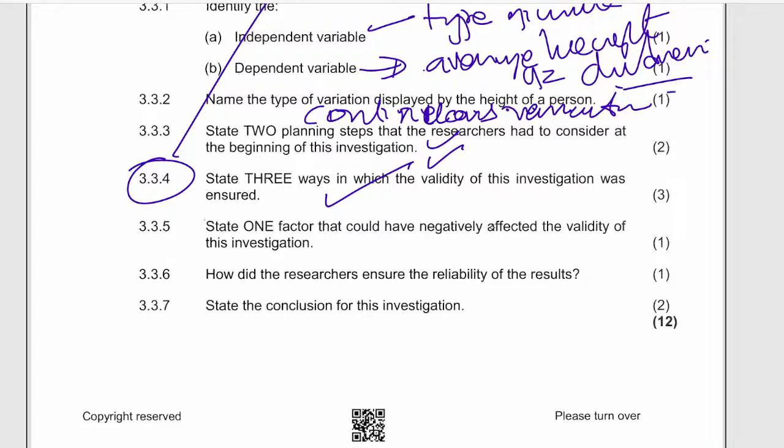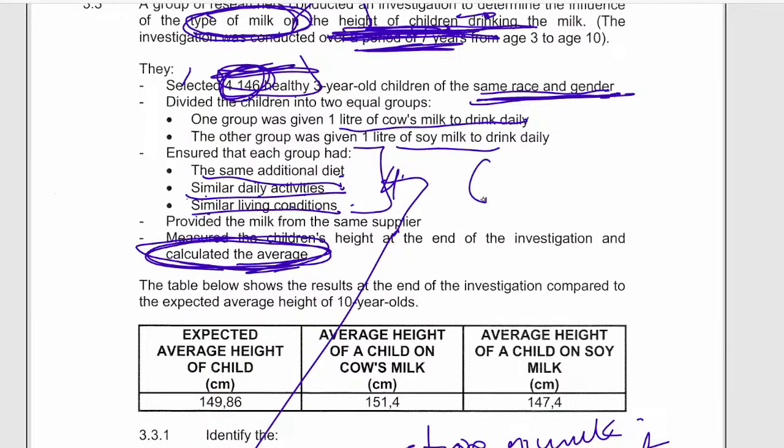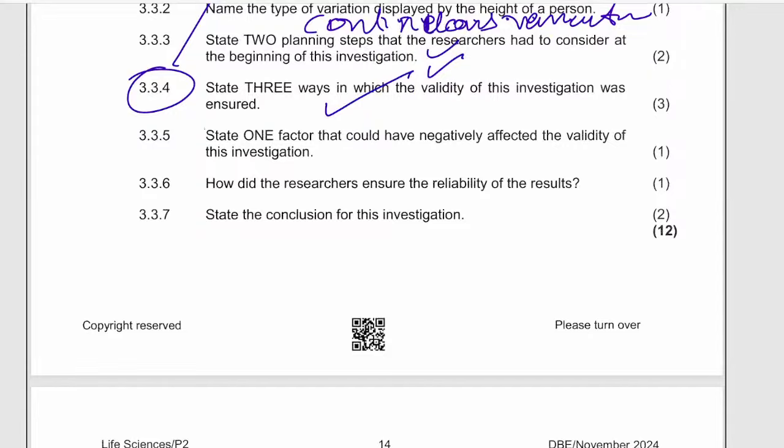State 1 factor that could have negatively affected the validity of this. What will affect this? The genetics. You can be provided with all this, but when the genes are not allowing you, you can go to the gym and do whatever you do, but the muscles can't do anything. The genetics is saying you are not going anywhere. You are the way you are. You can build your muscles, but there is that one muscle you can't make through gym. The genetics will determine its size. So the genetics will also interfere with this.